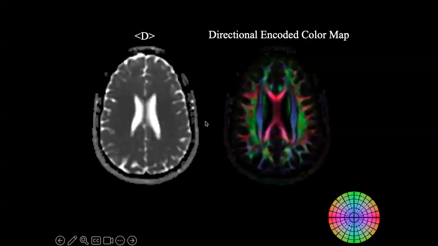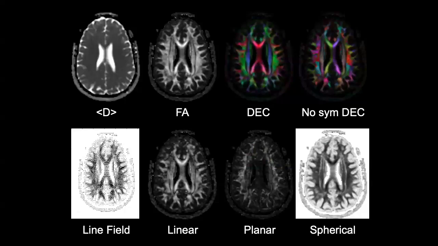So you can see the corpus callosum here is red, and then we've got these motor fibers that are running from the top down towards the spinal cord. And the color wheel here shows all of that. So red is right-left, green is up-down, and blue is in and out of the page. But we can do other things with that. So that's what you typically see. That's the directionally encoded color map, the typical representation.